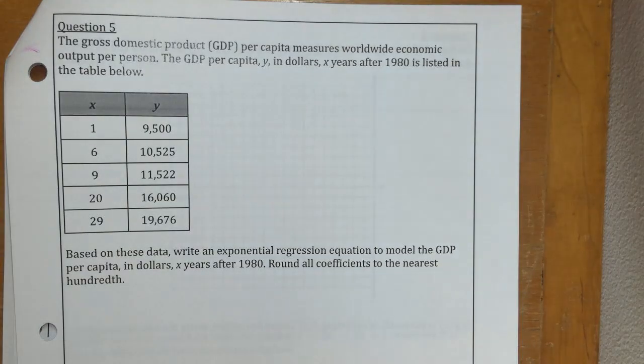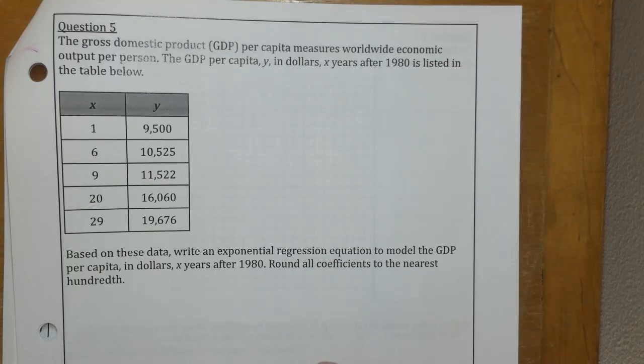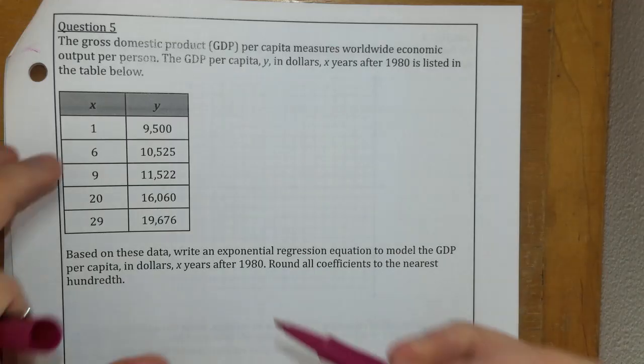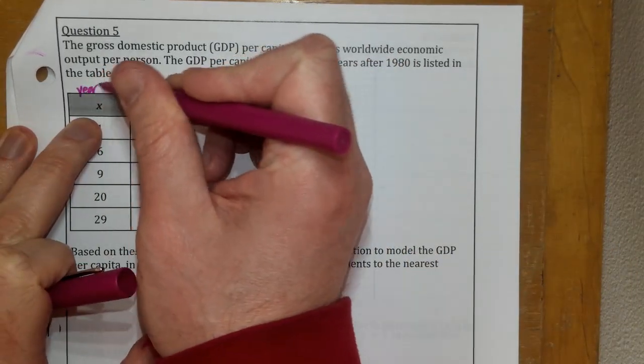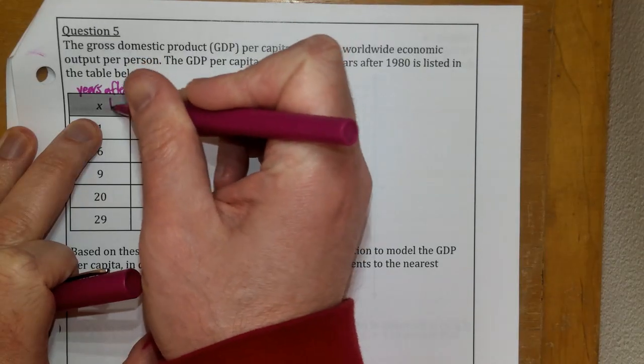Question 5. The gross domestic product, or GDP, per capita measures worldwide economic output per person. The GDP per capita Y in dollars, X years after 1980 is listed in the table below. So this is dollars, and this is years after 1980.